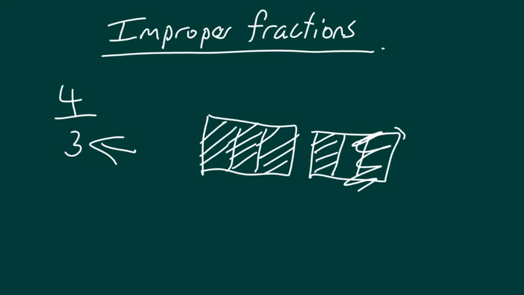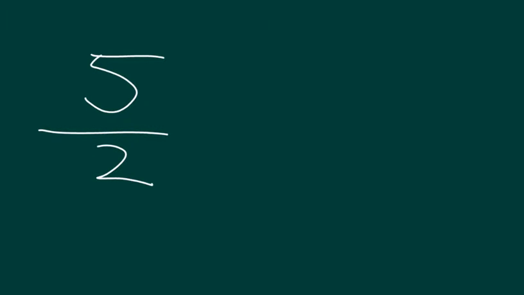Now that is what we call an improper fraction. An improper fraction is where the number at the top, called the numerator, you don't need to remember that at this stage, is larger than the number at the bottom. Okay, so I want you to draw the shape for me. Okay, 5/2.